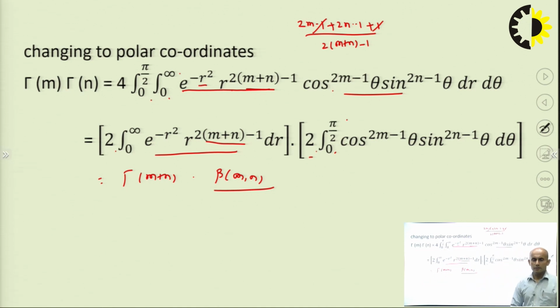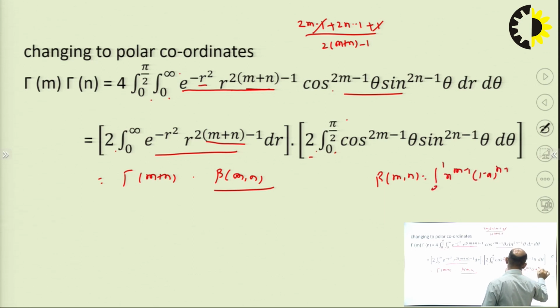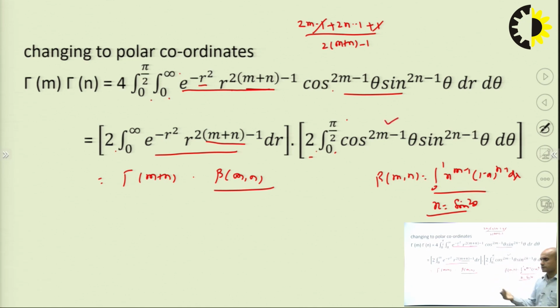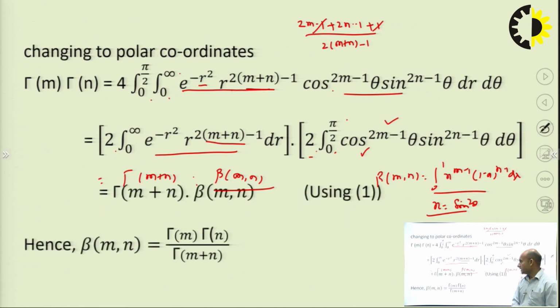So we can prove this integration with the help of the formula of the beta function, which we have discussed. As we know, beta m n is the integral from 0 to 1 of x to the power m minus 1 and 1 minus x whole to the power n minus 1 dx. If we replace x as sine square theta, then we get this integration. So after putting x equal to sine square theta, we get this value. So this is gamma m plus n into beta m n. So we have beta m n equals gamma m gamma n upon gamma m plus n. This is a very important relation between the beta and gamma functions.